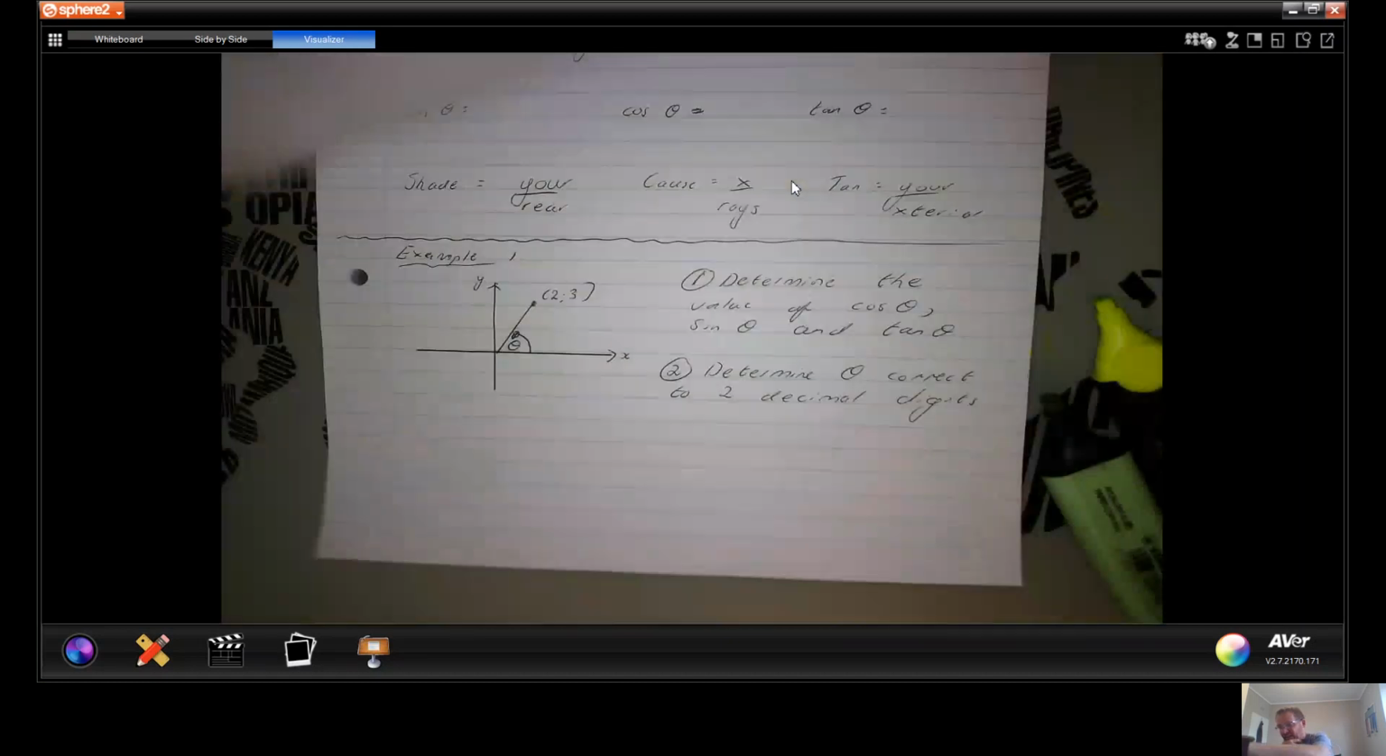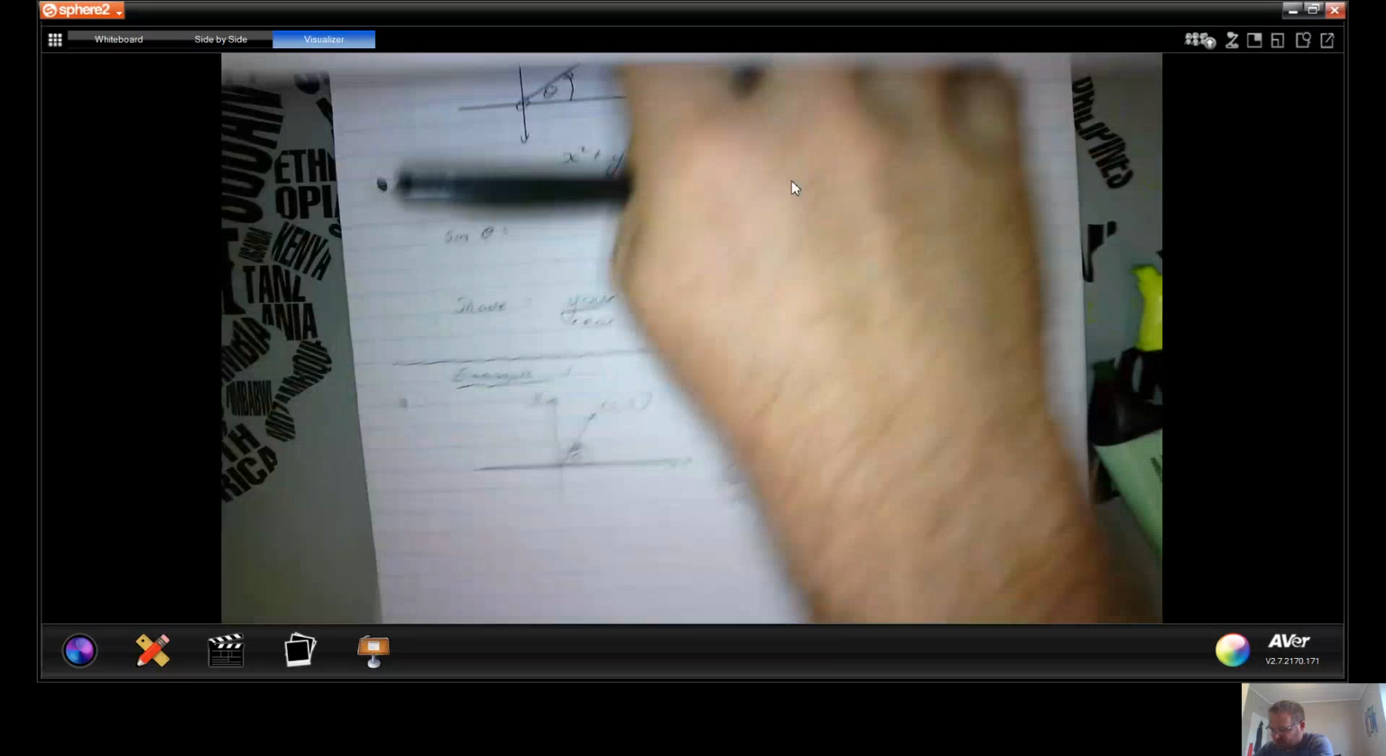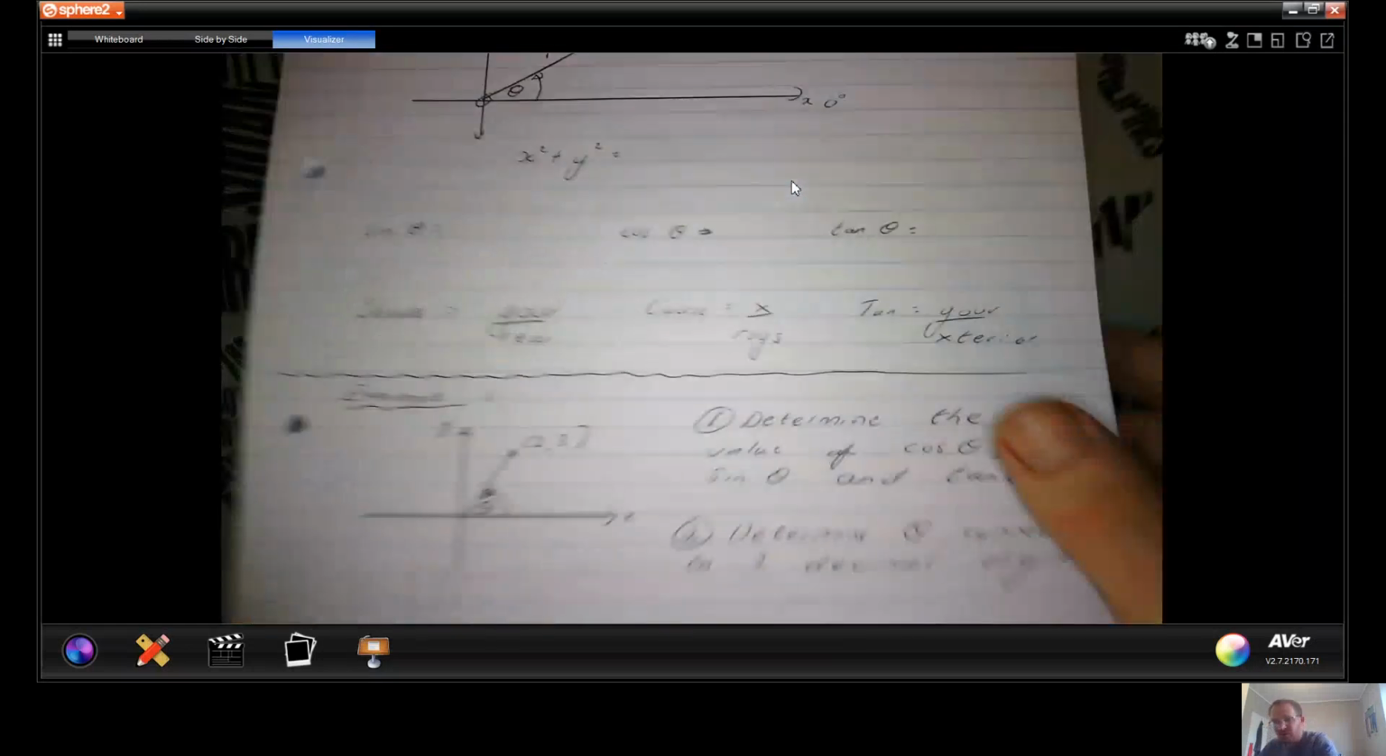Okay, so the ratio of the y coordinate to the radius was named sine for an angle. For a fixed angle, the ratio of the x coordinate over the radius is named cos. For a fixed angle, the ratio of the y coordinate over the x coordinate is called tan. Okay, and let's just do 2 examples here.